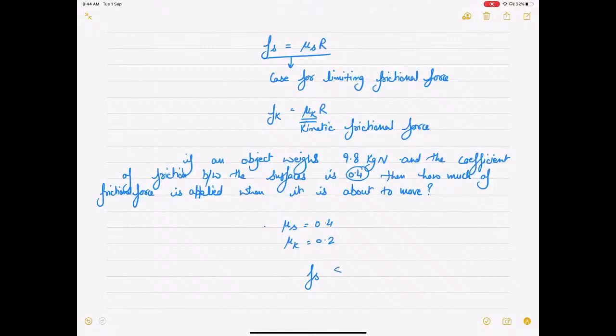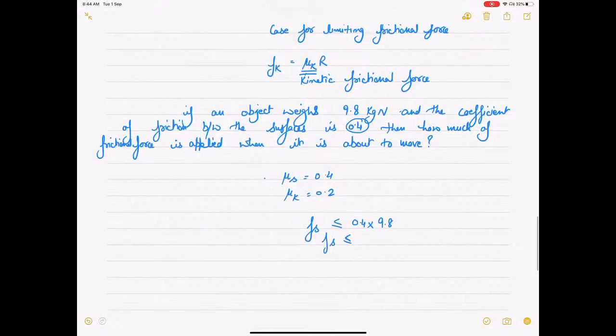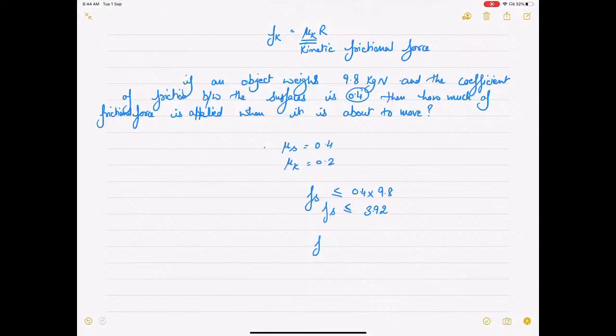So Fs is going to be less than or equal to mu s, that is 0.4, into the normal reaction force, which is equal to weight. The body is lying horizontal, 9.8, and this Fs will be less than or equal to 9.8 times 4 by 10. It will become 3.92. And when we discuss Fk, it will be a single value. It will come out to be 0.2 multiplied by 9.8, which is 1.96.